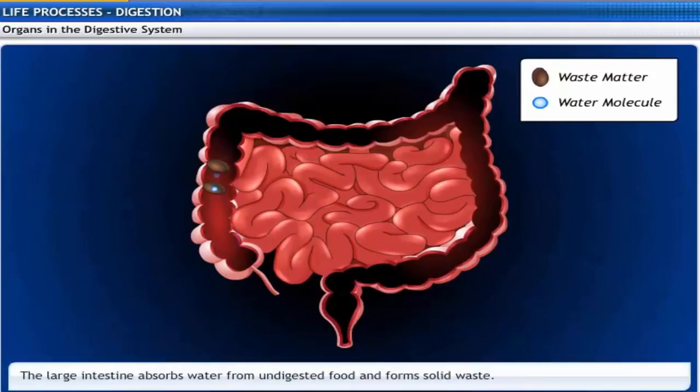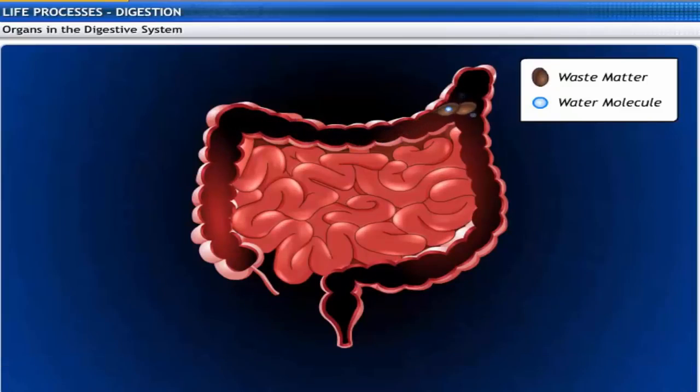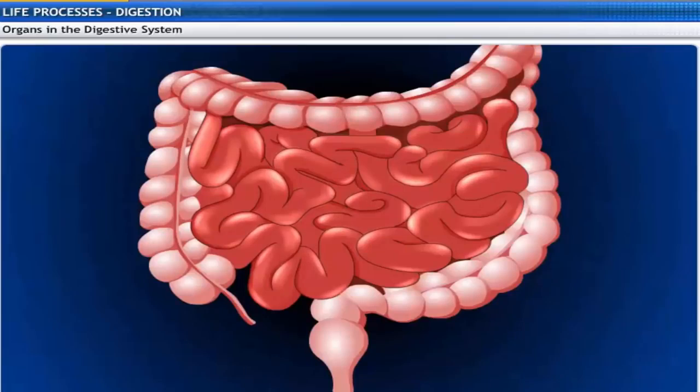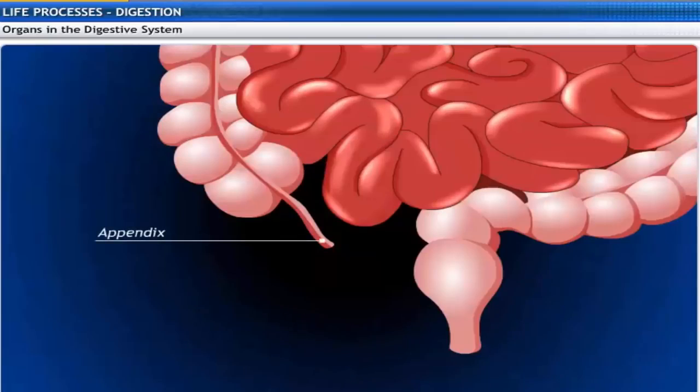The inner lining of the colon has villi that absorb any water from solid waste. This solid material is collected in the lower part of the large intestine called the rectum. The appendix is a small, hollow, finger-like pouch which hangs at the end of the cecum.